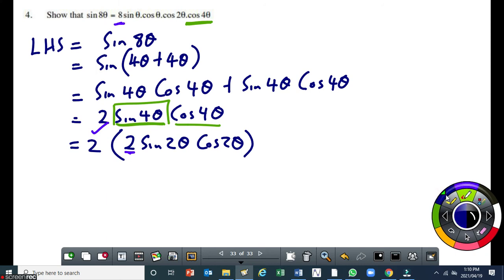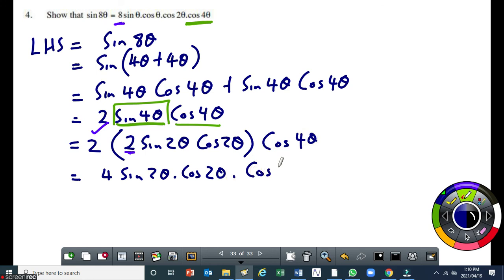So I'll get 4 sine 2 theta times cos 2 theta. Here, please put cos 4 theta, so that will be times cos 4 theta. I'm not done. This sine 2 theta here, it's a double angle.